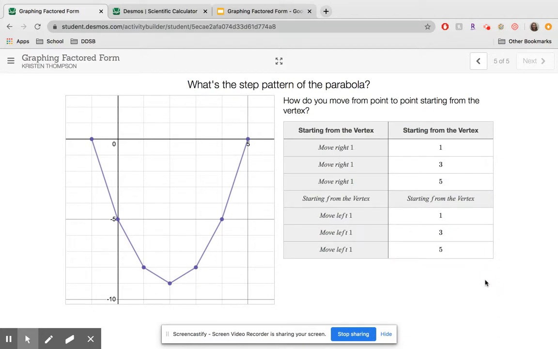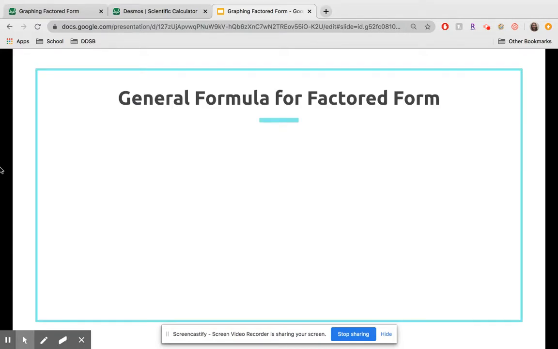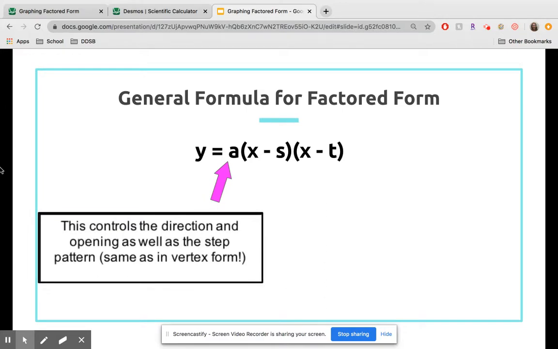And then you're going to have a little Google Doc with a table that you need to fill in. To fill that in, you can use these as examples. So, graphing in factored form. The general formula for factored form is y equals a, then x minus s, and then x minus t. The a controls the direction of opening as well as the step pattern. So it's the same as vertex form. Remember, if it's negative, it opens down. If it's positive, it opens up.